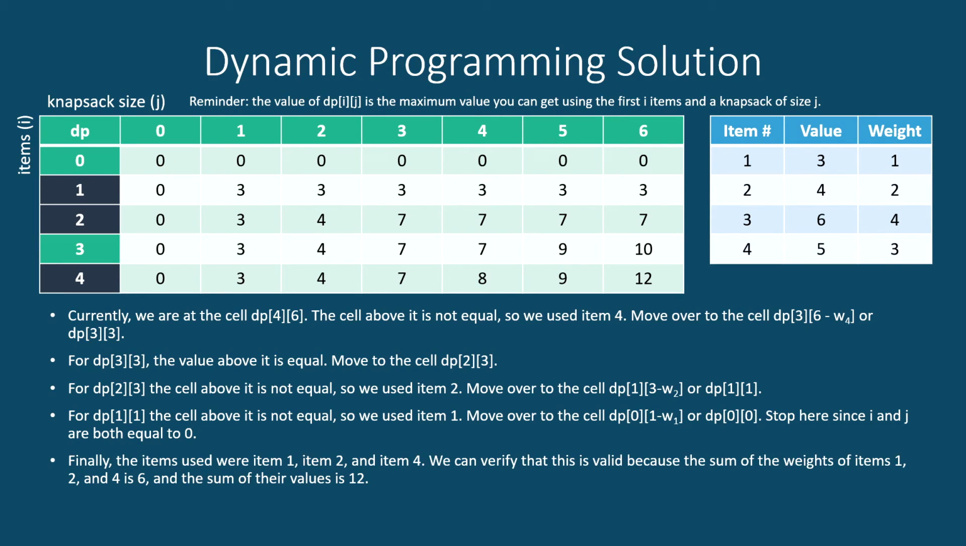Finally, the items that were used were item 1, item 2, and item 4. We can verify that this is valid because the sum of the weights of item 1, 2, and 4 is 6, and the sum of their values is 12.